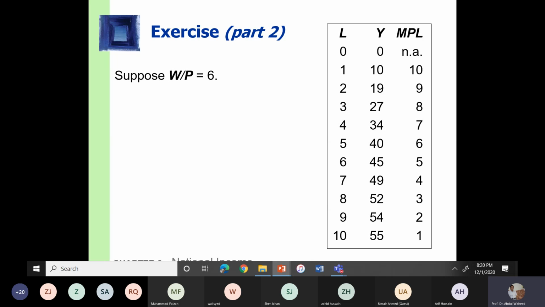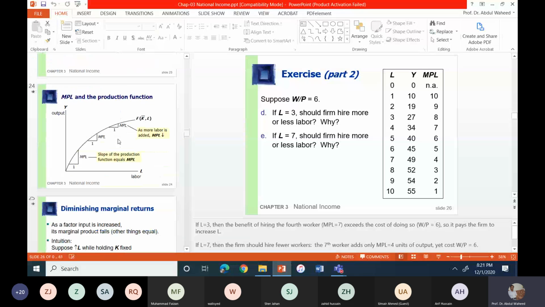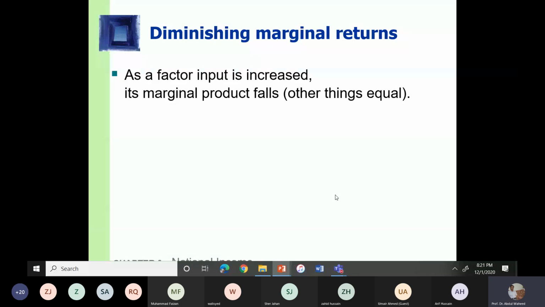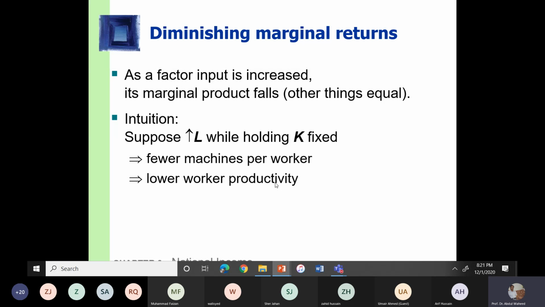Now suppose, ये जो हमने अभी डिस्कस किया diminishing, as we hire more and more workers their marginal product decreases. This is the diminishing marginal returns as labor increases while capital is fixed. So then there are fewer machines per worker, and then it will decrease the worker productivity. So marginal product of labor decreases.